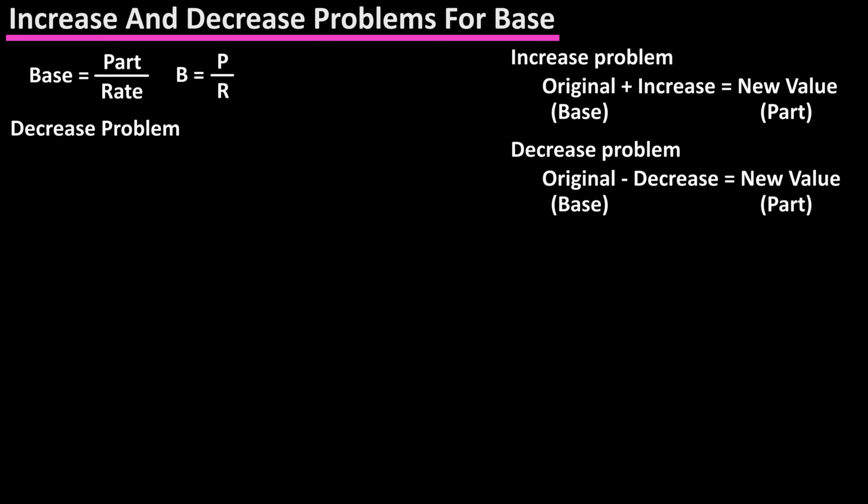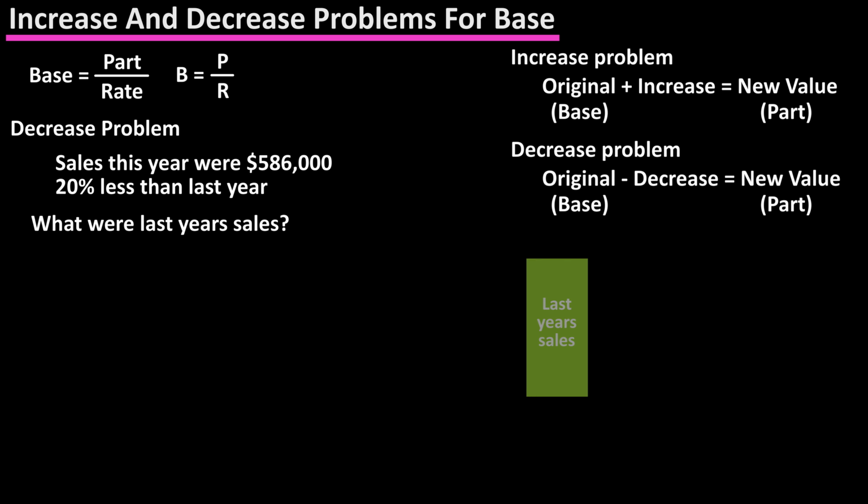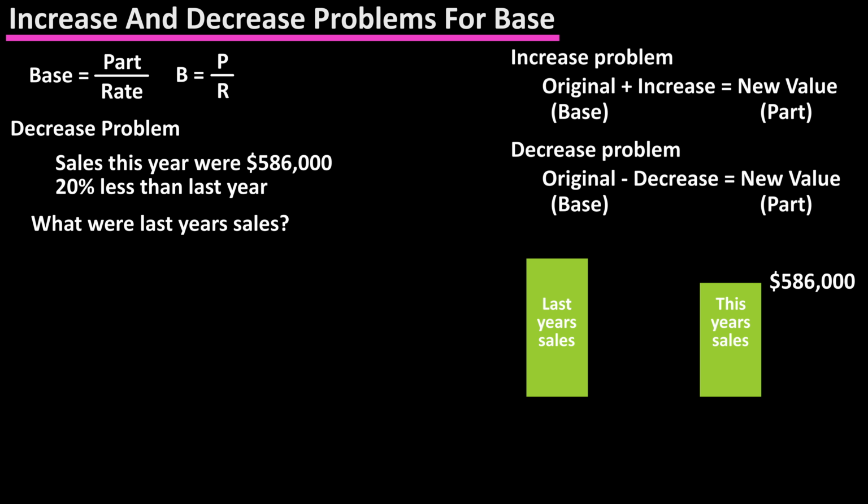At a certain company, sales this year were $586,000, which is 20% less than last year. So what were last year's sales? Again, if we look at this visually, this was last year's sales, which was unknown. And this is this year's sales of $586,000. We know that there's a 20% decrease in sales, which we can mark here, as last year's sales were 20% greater than this year's sales. If we set this graph to 100%, then this graph would be 100% minus 20%, or 80%.